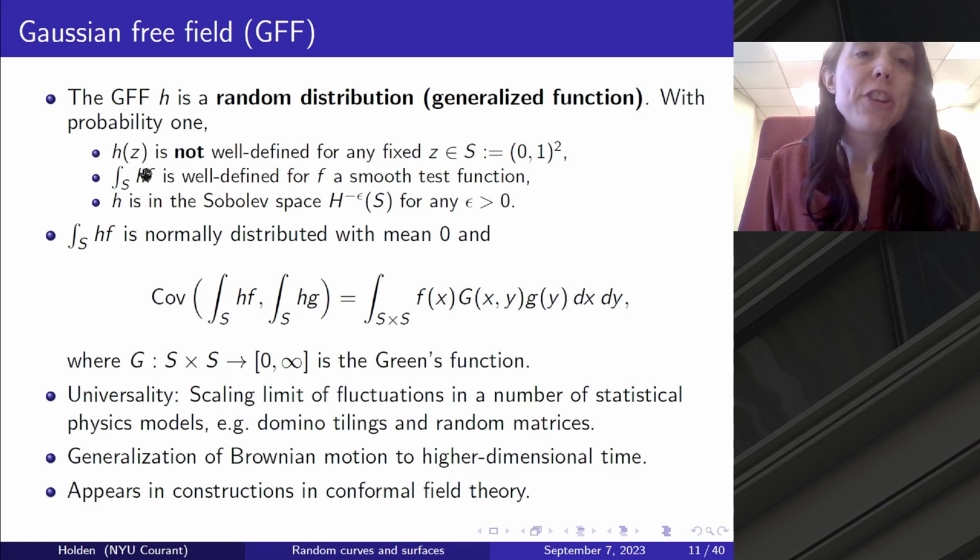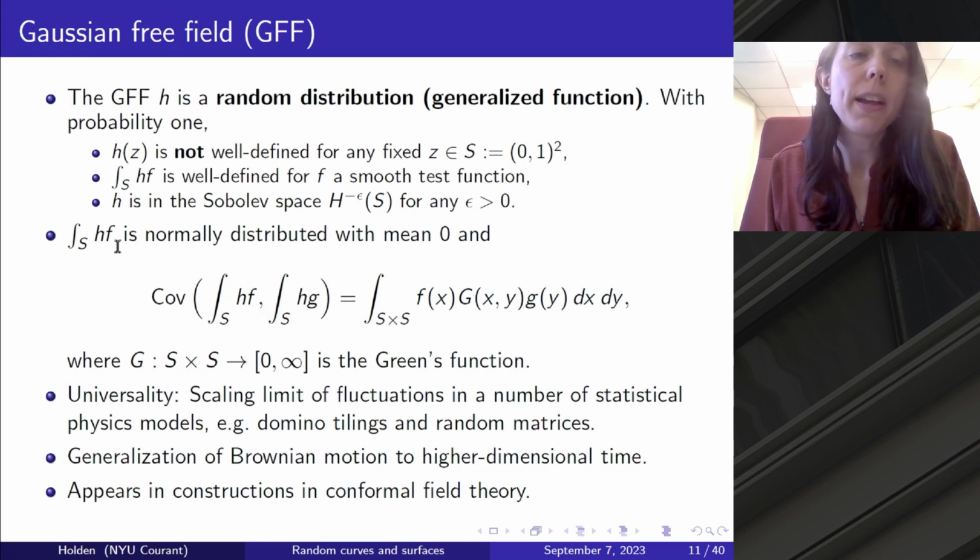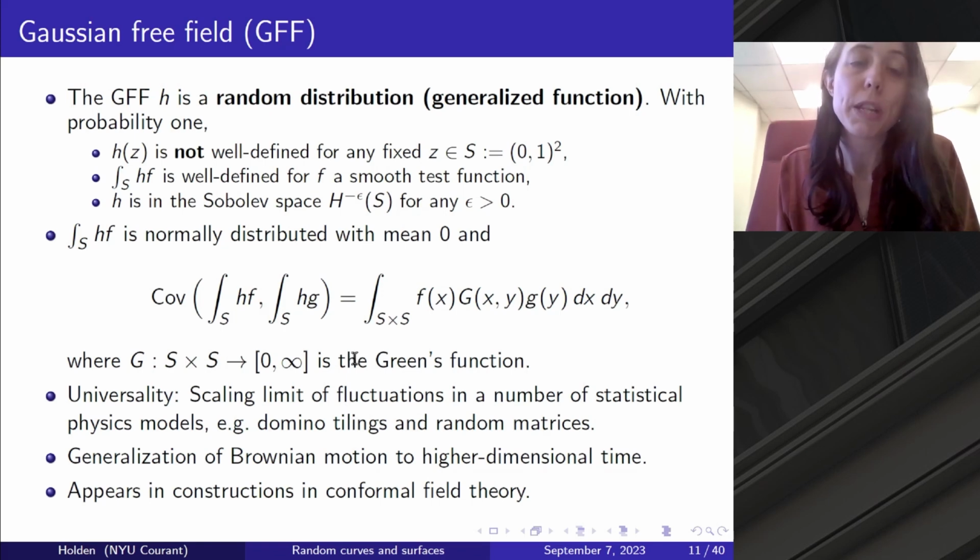As mentioned, the integral of h against f will be some random real number. To be precise, it will be a normally distributed random variable with mean 0, and it will have variances and covariances depending on the choice of test function f. So precisely, the covariance between these two integrals for test functions f and g will be given by this formula, where G is the Green's function associated with the Laplace operator on S.